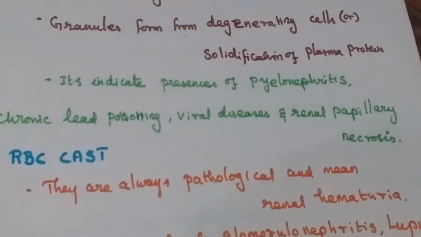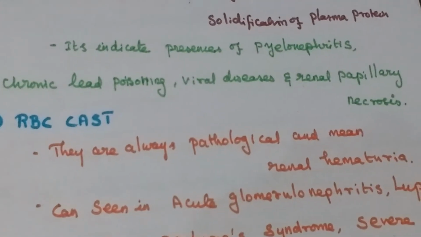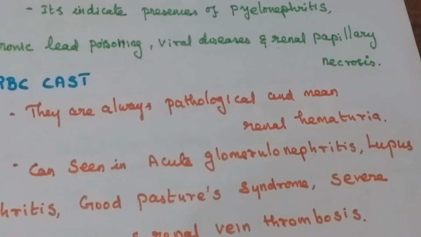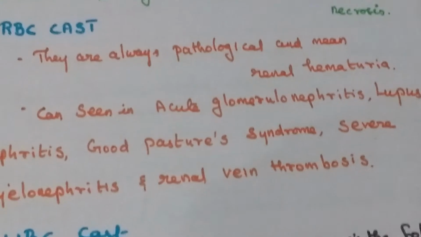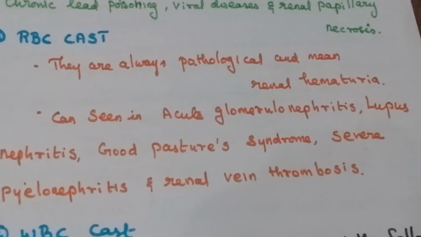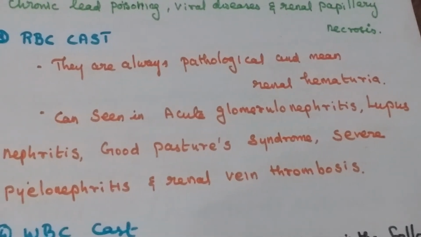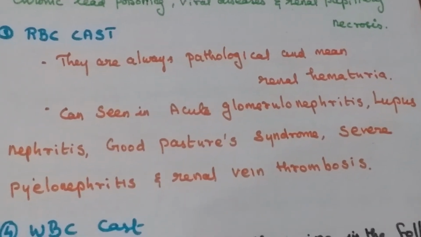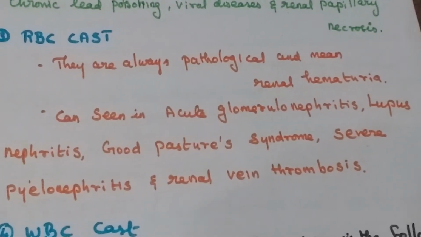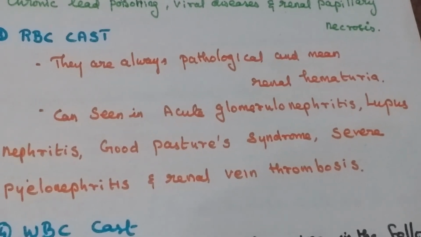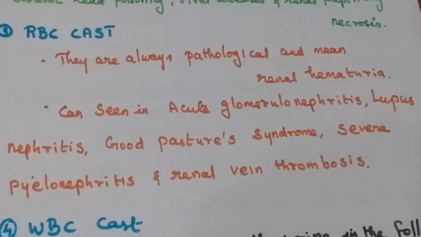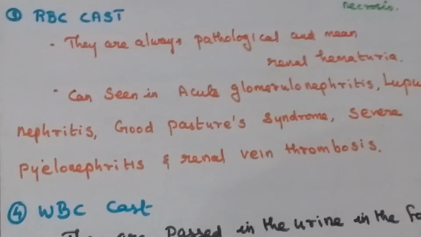Now the third one is cellular cast. First is the RBC cast. RBC casts are always pathological, meaning renal hematuria. They can be seen in acute glomerulonephritis, lupus nephritis, Goodpasture syndrome, severe pyelonephritis and renal vein thrombosis.